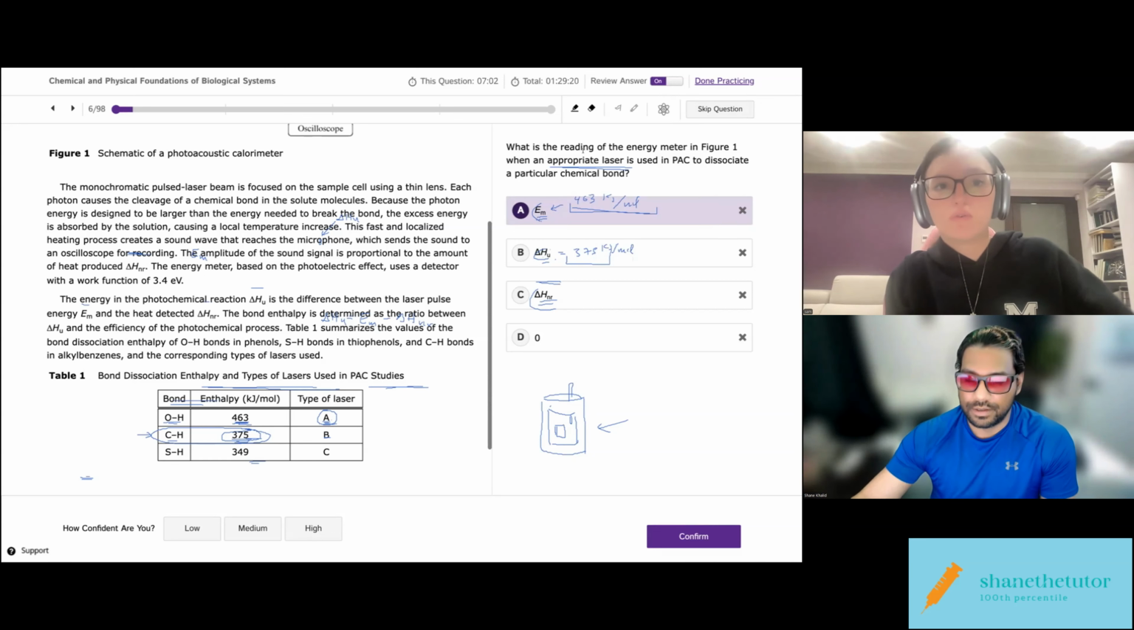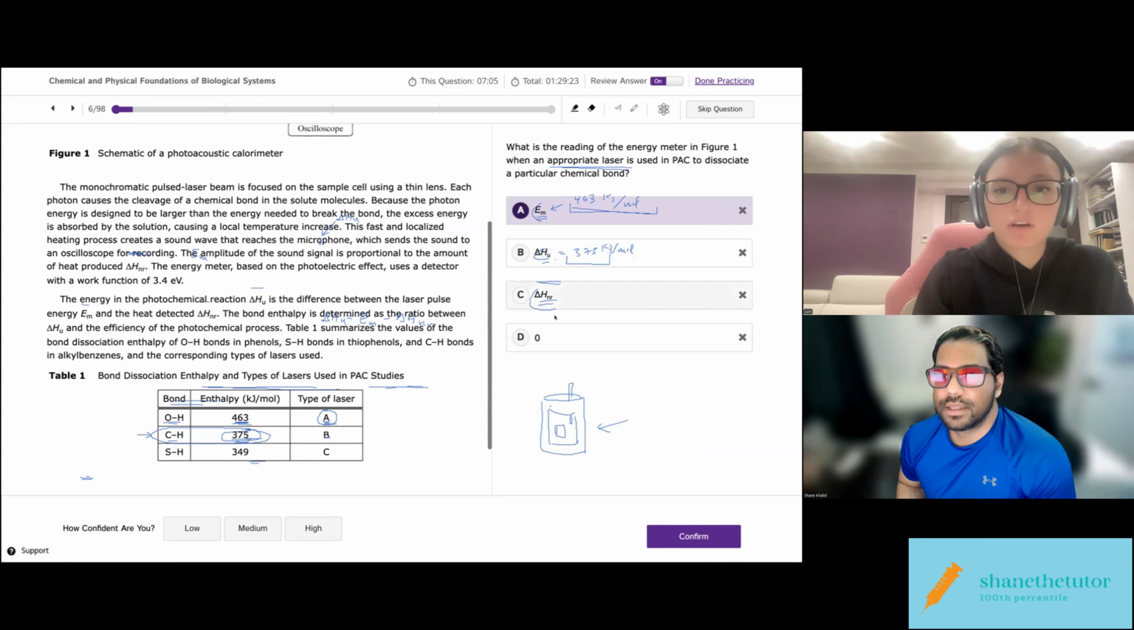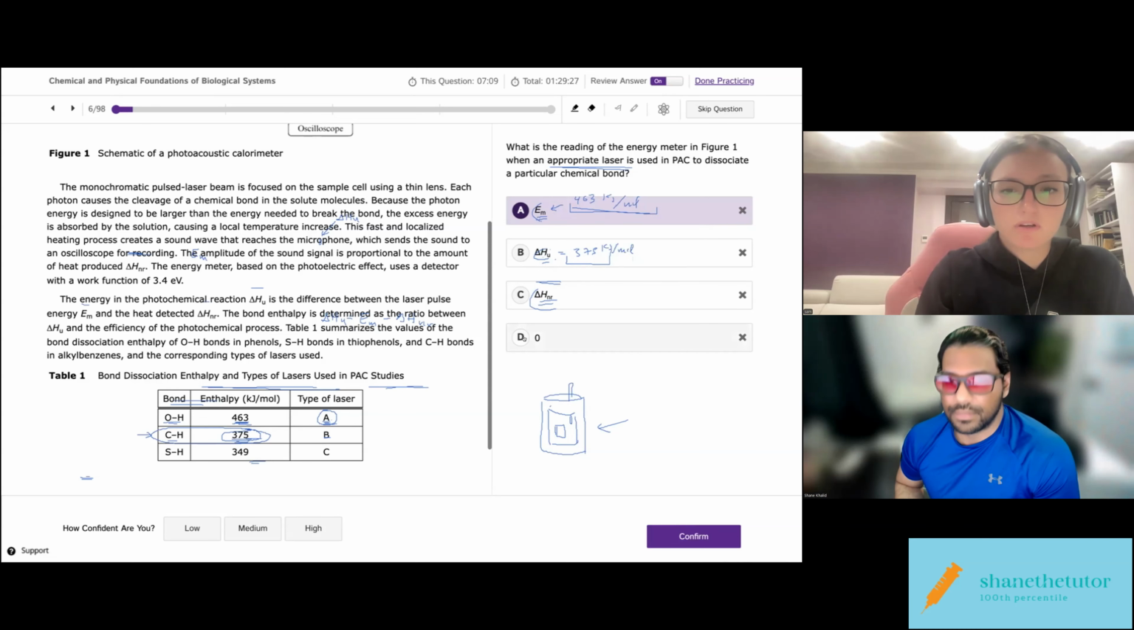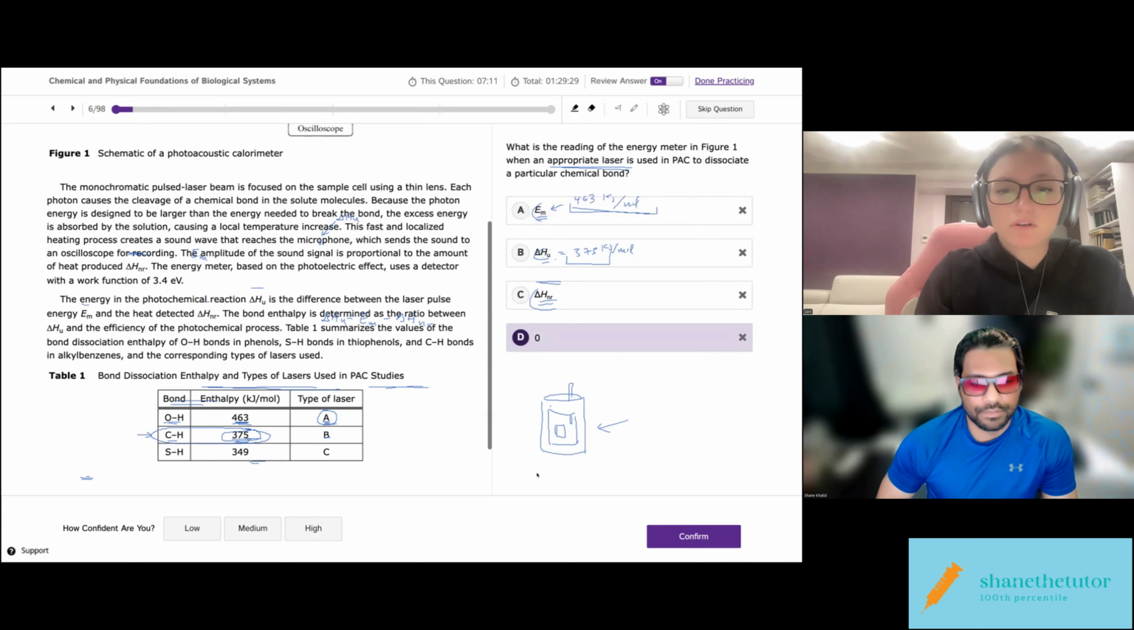Okay. So it is D, right? Because we're saying that with the appropriate laser, there wouldn't be any, it wouldn't go to the reader.